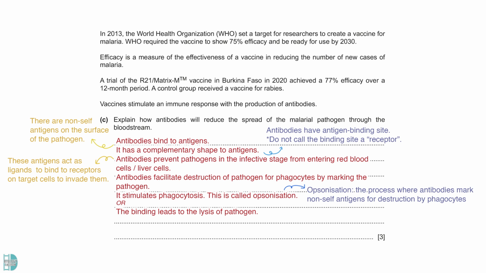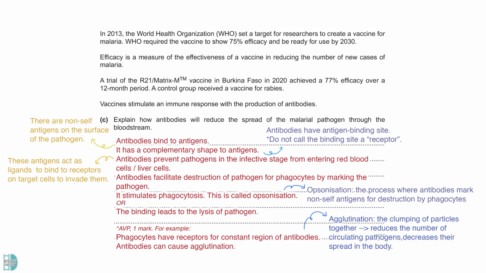There is a mark for AVP. You can talk about how the binding enhances phagocytosis or the process of agglutination. Agglutination refers to the clumping of particles together. This reduces the number of circulating pathogens, which decreases their spread in the body.